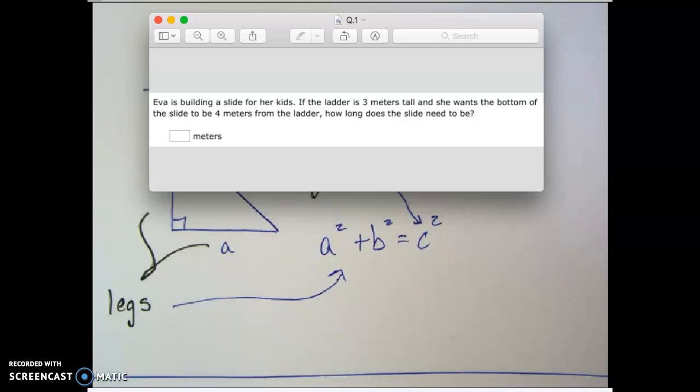So for an example of a problem that we're going to have in this, if we look at Q1, Eva is building a slide for her kids. The ladder is 3 meters tall, and she wants the bottom of the slide to be 4 meters away from the ladder. How long does the slide have to be?